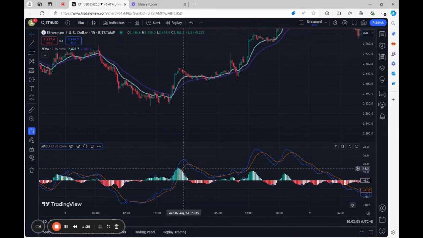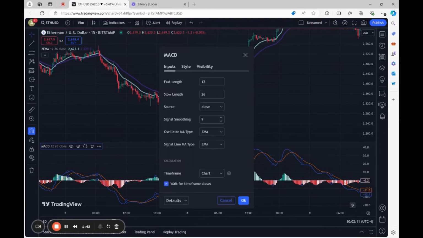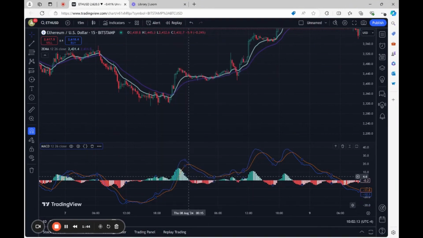And this is just an exponential moving average of the MACD line. And with these settings, it is a 9-day exponential moving average of the MACD line. So basically, it's a moving average of the differences between the 12-day and 26-day moving average.